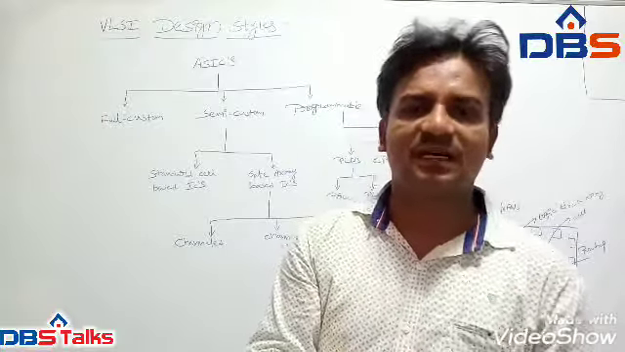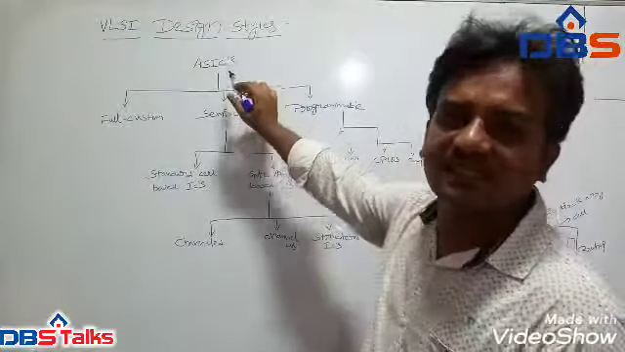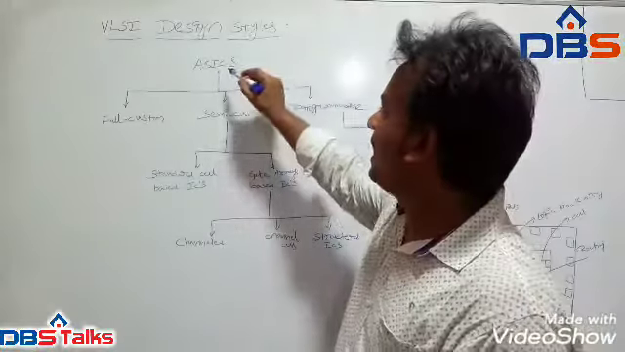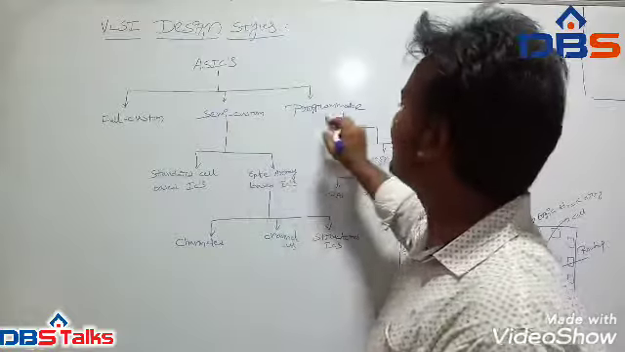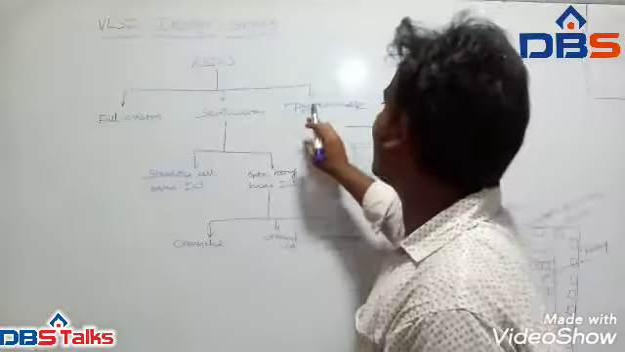So this is about application specific integrated circuits. Here the application specific integrated circuits are mainly divided into 3 types: the full custom IC, the semi custom IC, and the programmable IC.